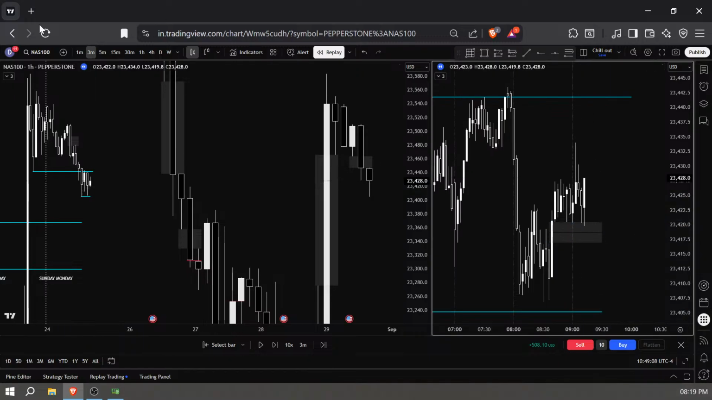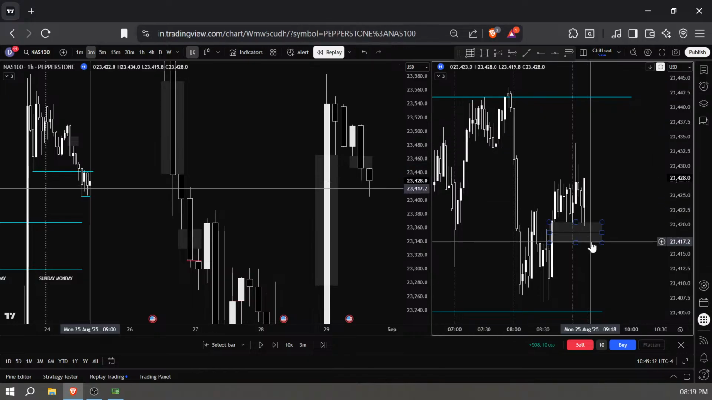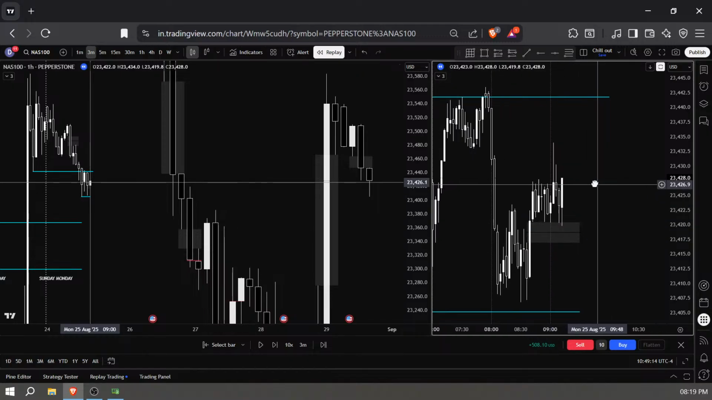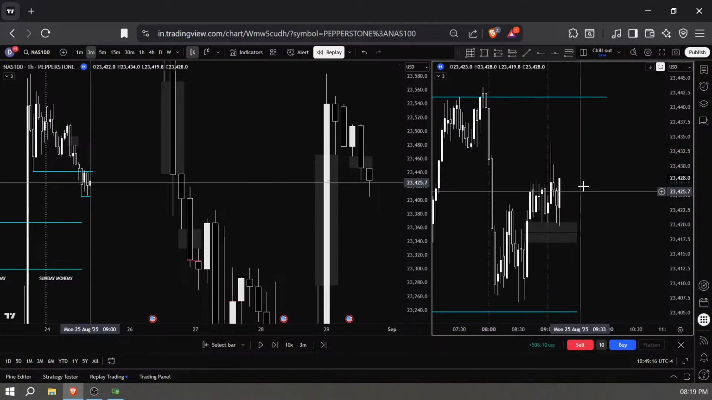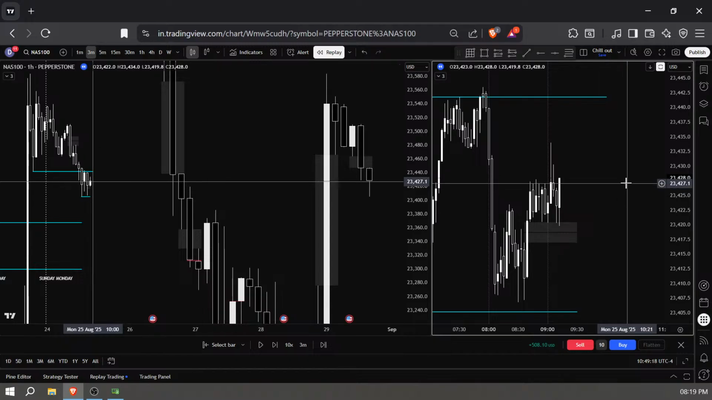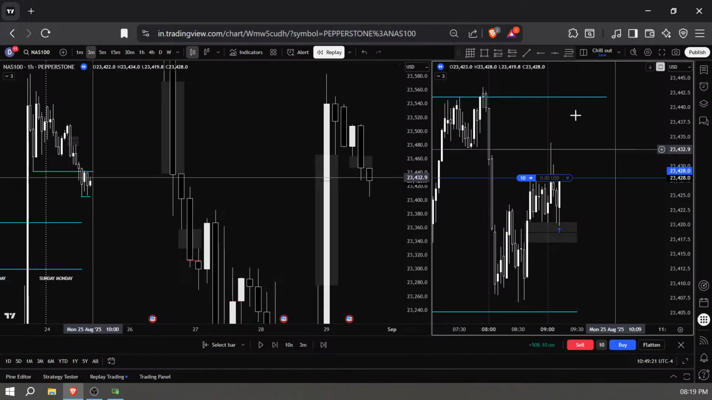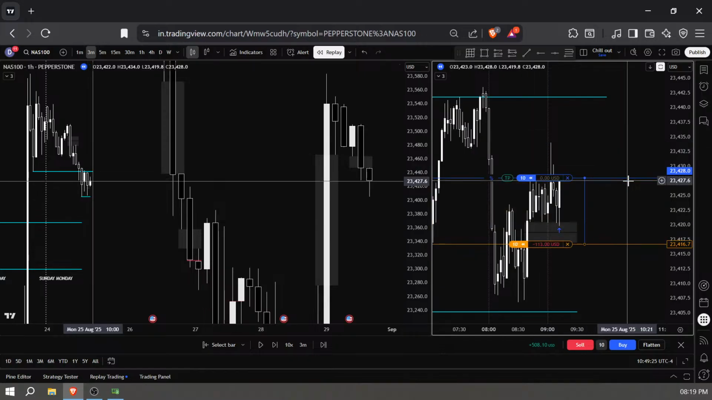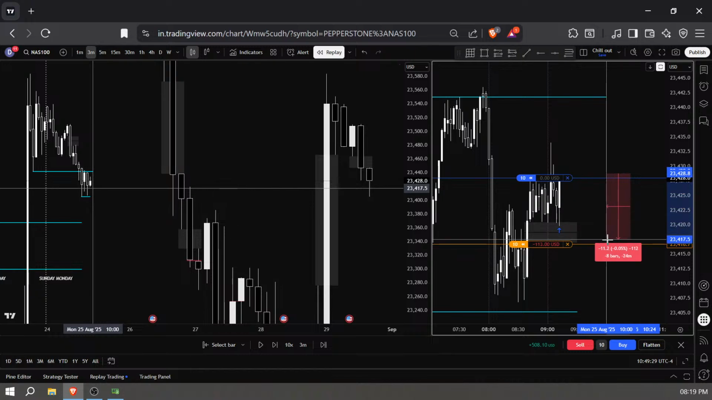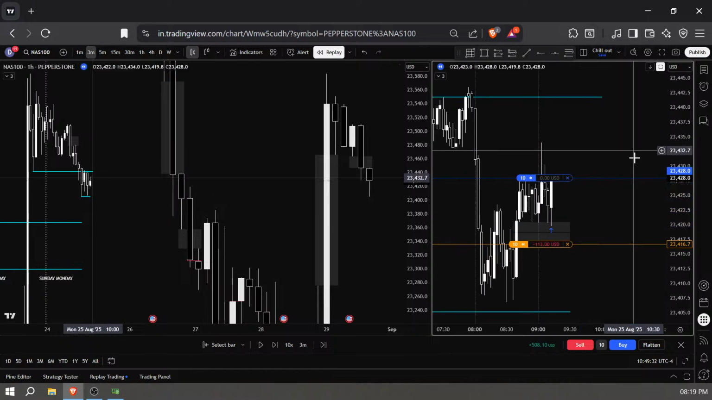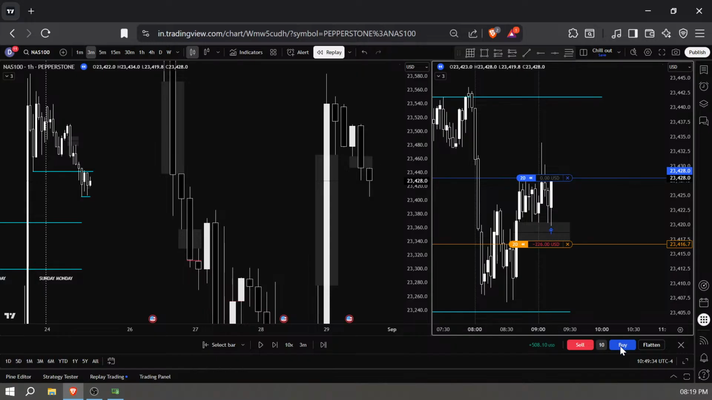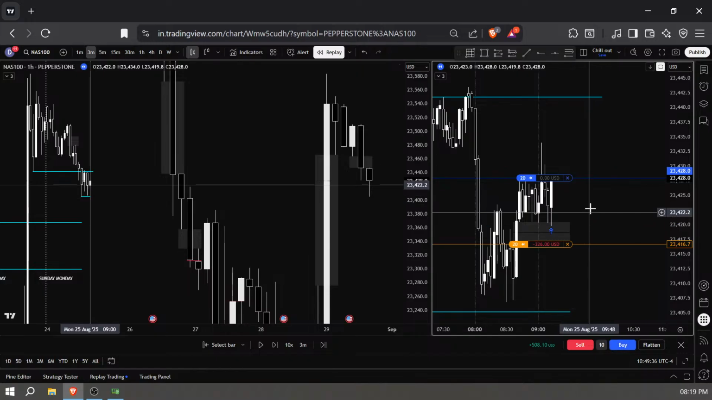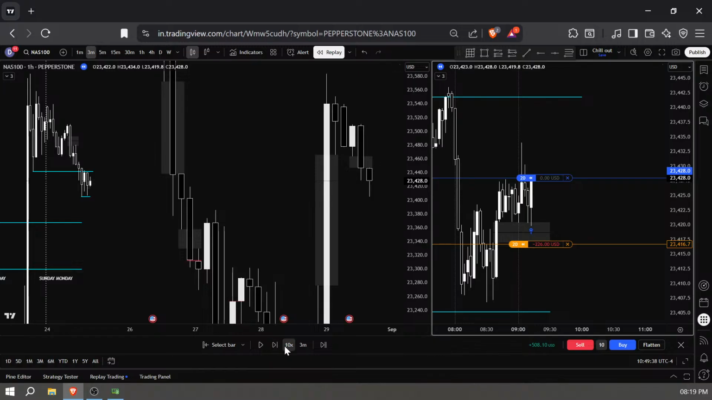So now I have two options. Will I go long here with keeping this as my SL, or will I go long after 9:30? I think I will take the call. I'll go long here. I'll keep this low as my SL. It's like a 10 point SL. I will add some more quantity here. Yeah. So now let's see.